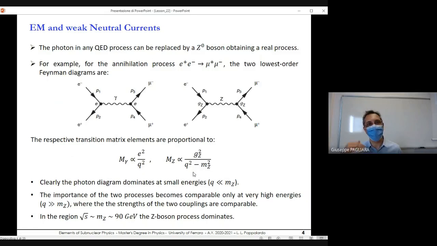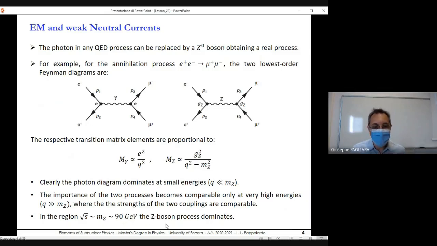The two propagators now become quite similar. In fact, this is the region of the electroweak unification, where essentially electromagnetic and weak interactions unify, as we will study next week. And so essentially the probability of these two processes becomes comparable or even equal.